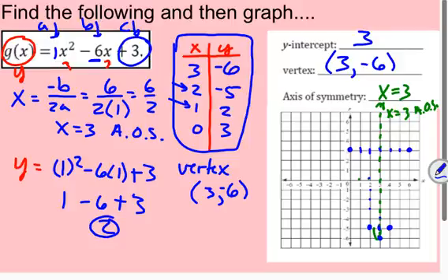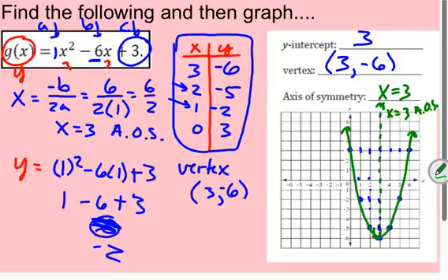I'm sorry. 1 minus 6 is negative 5. Negative 5 plus 3 is negative 2. Sorry about that. So over 1, down 1, 2 right there. This is 2 units away from my axis of symmetry, so I go 2 units past it, and there it is. That's enough points to definitely graph. You can just kind of rough it in there.